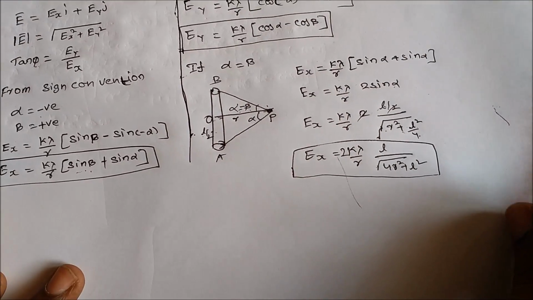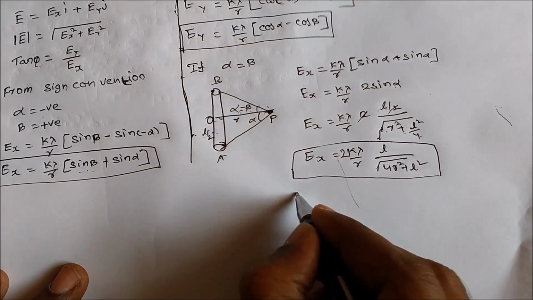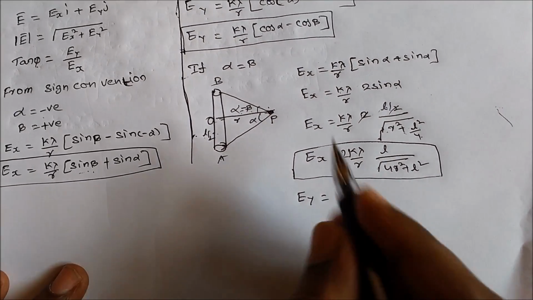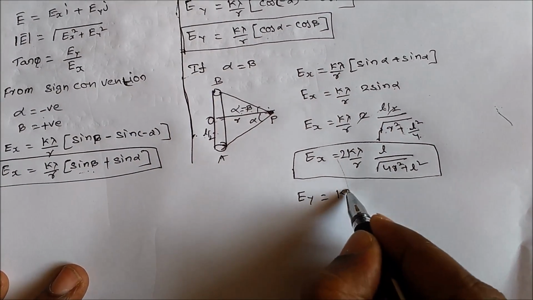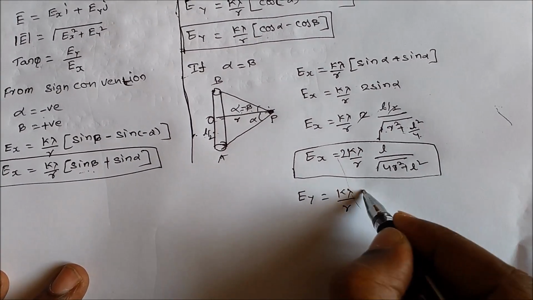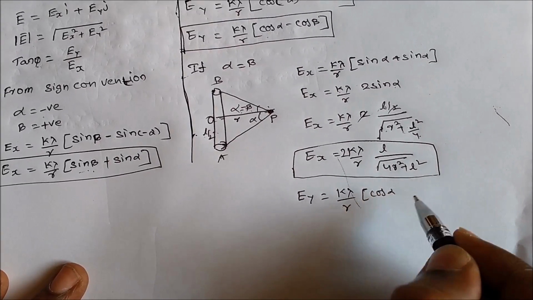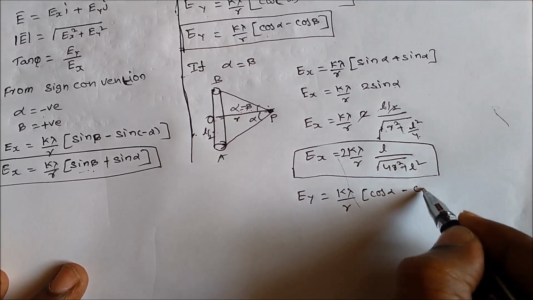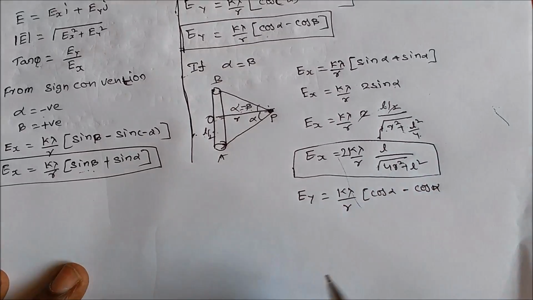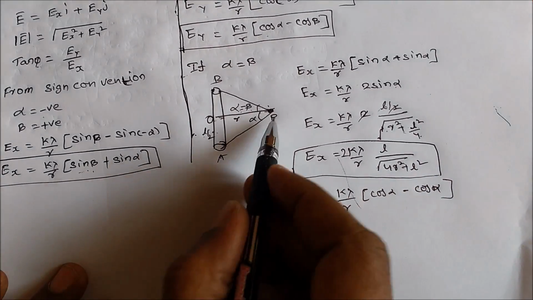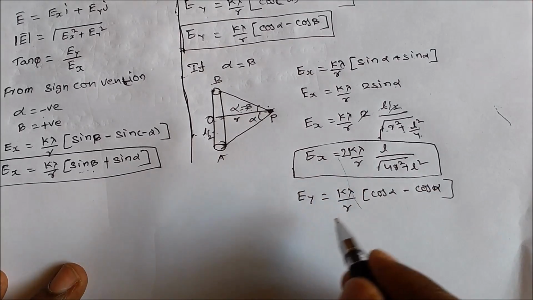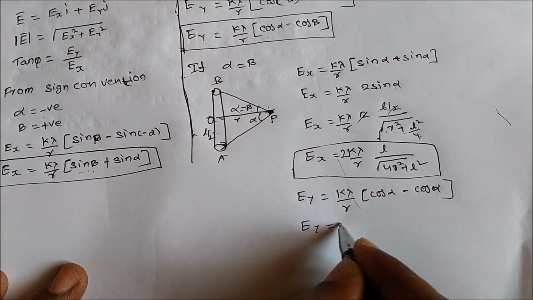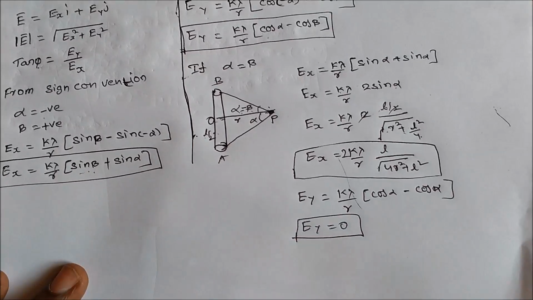Now the y component. What's the y component? Ey is equal to k lambda by r, cos alpha minus cos beta. Beta is nothing but alpha only. Why? The point is on the bisector. Cos alpha minus cos alpha, that total angle is equal to 0. So the y component will become equal to 0.